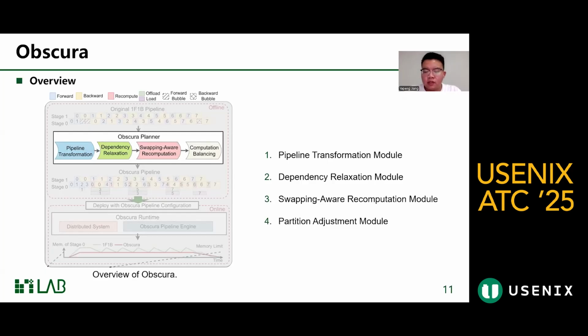The Obscura planner includes four key submodules that perform a complete pipeline transformation. The first submodule, pipeline transformation, transforms the 1F1B pipeline into the strawman pipeline. The second submodule, dependency relaxation, focuses on the first challenge. The third, swapping-aware recomputation submodule, tries to solve the second challenge. And the fourth, partition adjustment module, solves the third challenge.